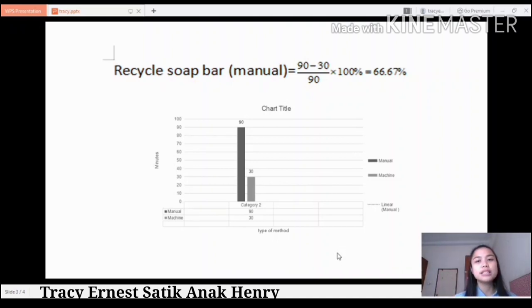We have also achieved the third objective of our project, which is to reduce the production time, comparing the manual method and the machine. We reduced the production time by 66.67%. Using the manual method, it takes 90 minutes for production, but using our machine it only takes 30 minutes.